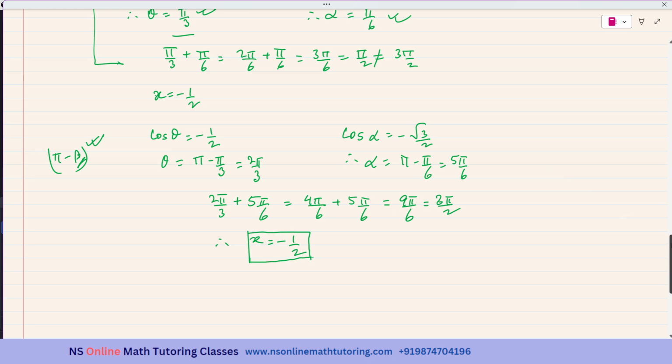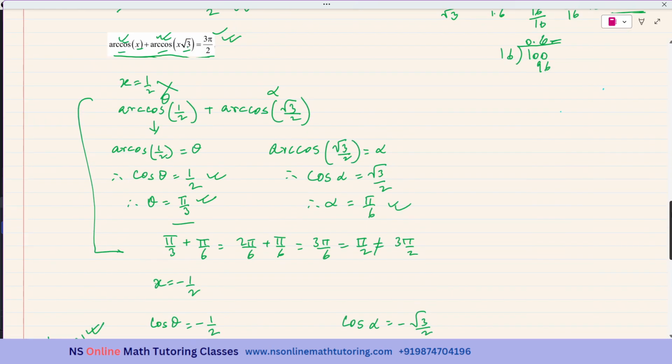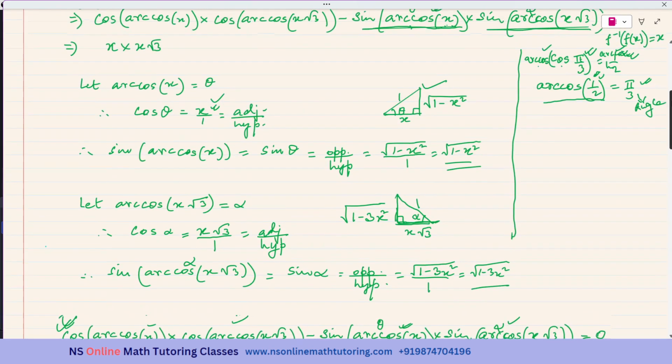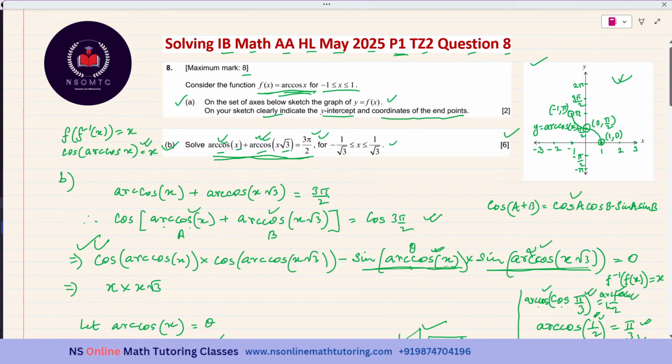Even if you do not remember the standard angle values, if you take x equal to half, you have drawn the graph, you can see this. This is x equal to 1. Let me take another color. This is x equal to 1. Maybe this is x equal to half. So the y value will be less than pi over 2.